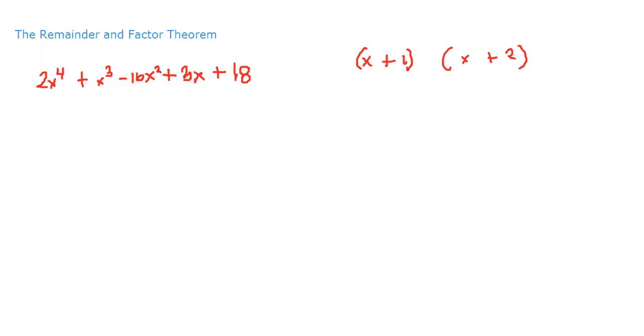Okay? So, we have a polynomial here na 2x raised to 4 plus x cubed minus 16x squared plus 3x plus 18. Then, meron tayong factor. Factor kaya ng polynomial na to si x plus 1 or di kaya si x plus 2. So, aalamin natin kung factor siya. By the use of remainder theorem, pwede natin malaman yon. That's what we call factor theorem din. Parang same method lang sila, pero magkaiba yung tinawag sa kanila, diba? So, paano natin malalaman? Ganito.